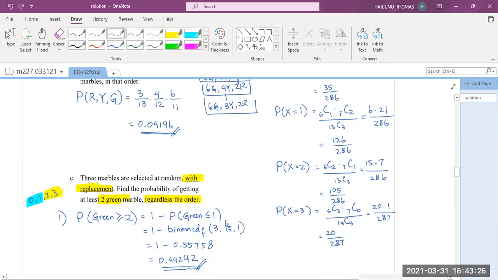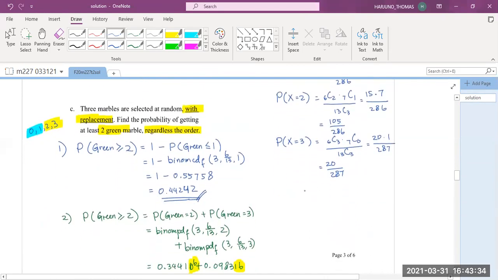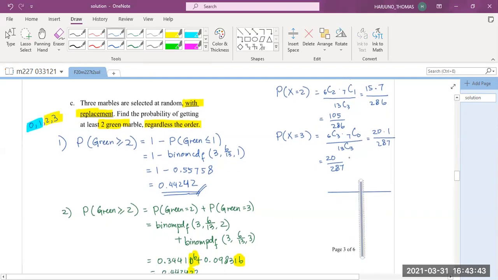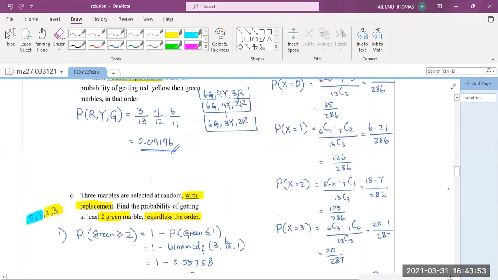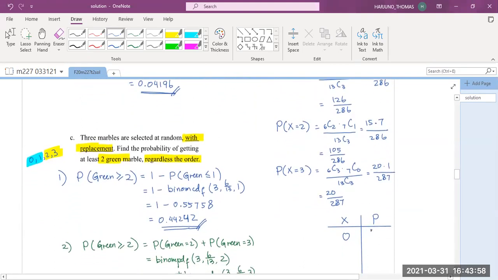Now, those are the probabilities only. Our main goal is to construct a probability distribution. So you need to summarize that in a probability distribution. Let me do it here. Okay, this is the outcome, the number of green. And this is the probability. For 0, the probability is, what's that again? 35 over 286.